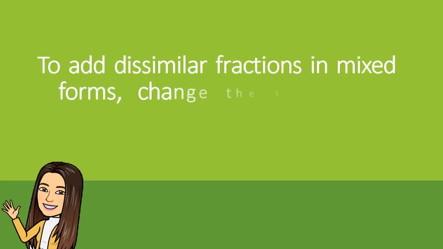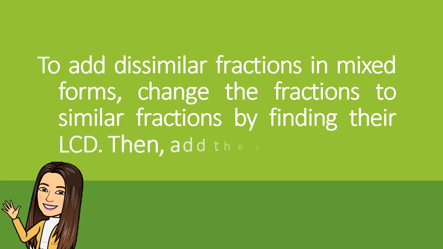To add dissimilar fractions in mixed form, change the fractions to similar fractions by finding their LCD, then add the usual way. Example, 5 and 3/4 plus 8 and 5/6. Notice that the fractions have different denominators, or they are dissimilar fractions. So first, we need to change them to similar fractions.